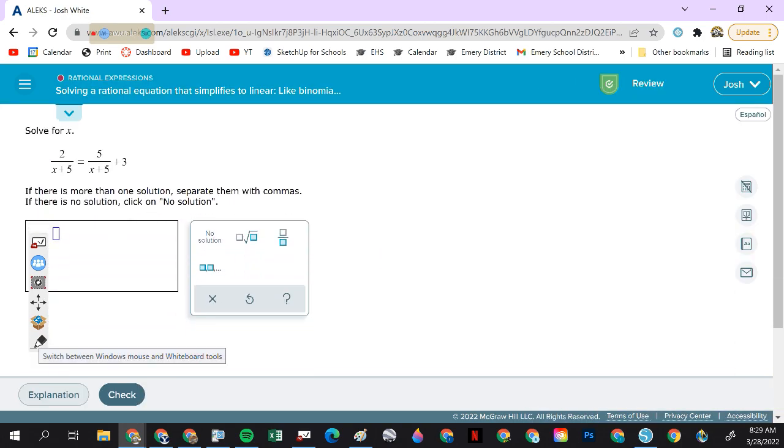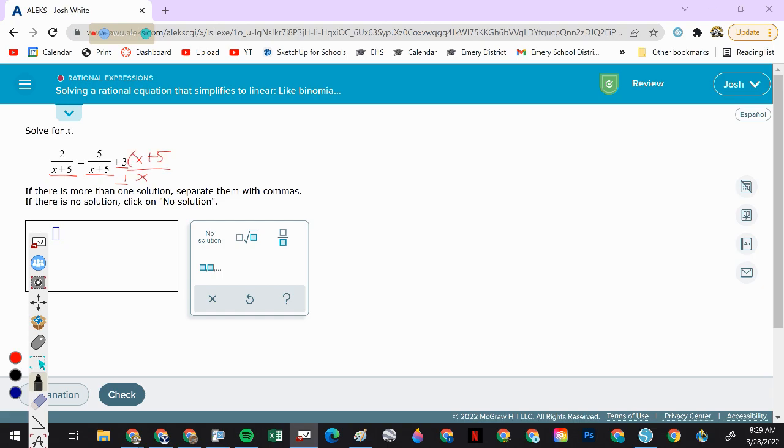All right, this is same idea. So my denominators are x plus 5, and 1. What will the common denominator be? x plus 5. So this one needs an x plus 5 over x plus 5. And then I can delete the denominators, but I need to remember that x cannot be negative 5. And the equation becomes 2 equals 5 plus 3x plus 15.